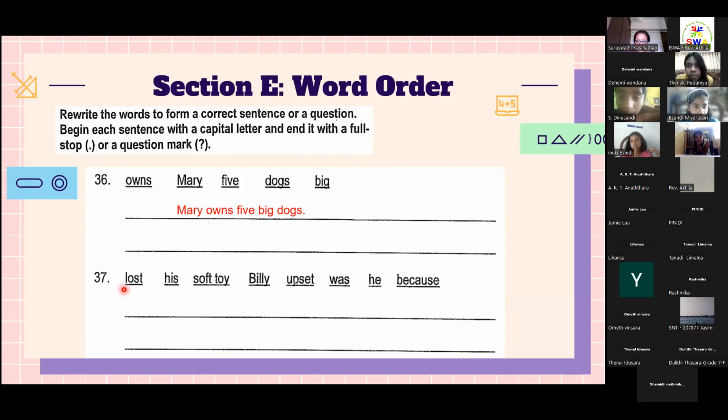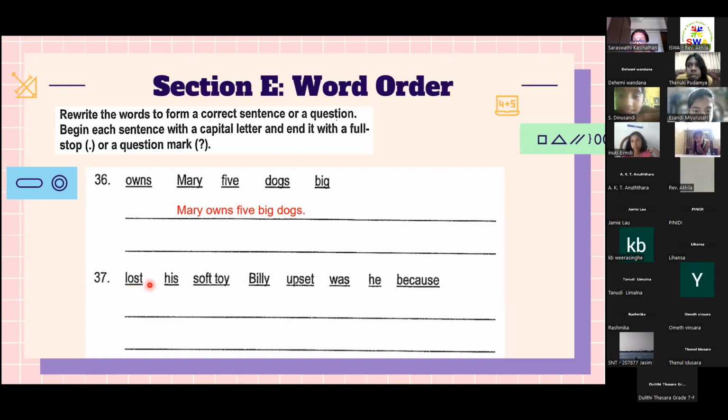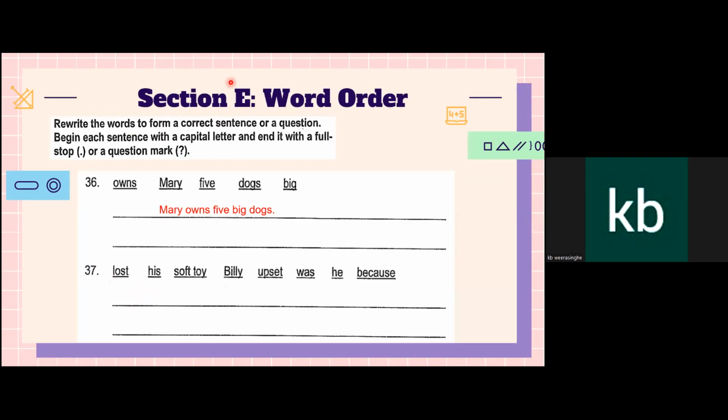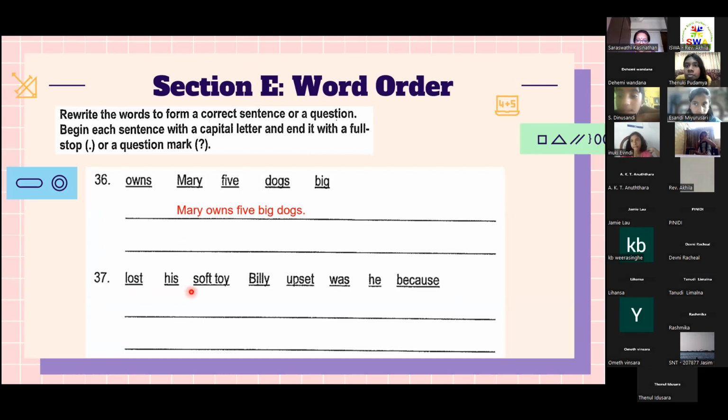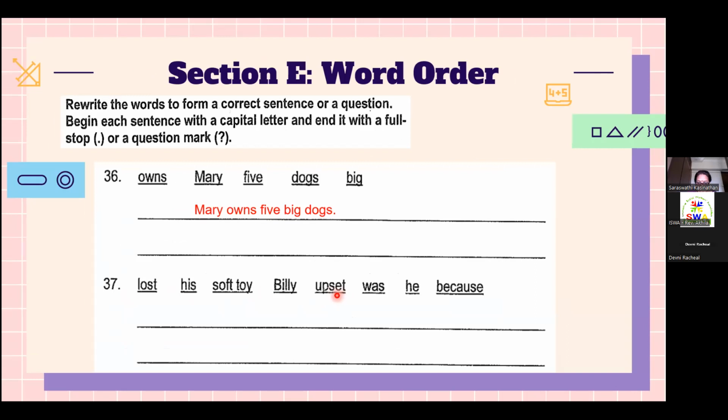Okay, 37. Can anybody do it? Somebody else, please do it. Who's that? Say your name. My name is Devni. Okay. Yes. Go. Billy was upset because he lost his soft toy. Very good. Billy was upset because he lost his soft toy.